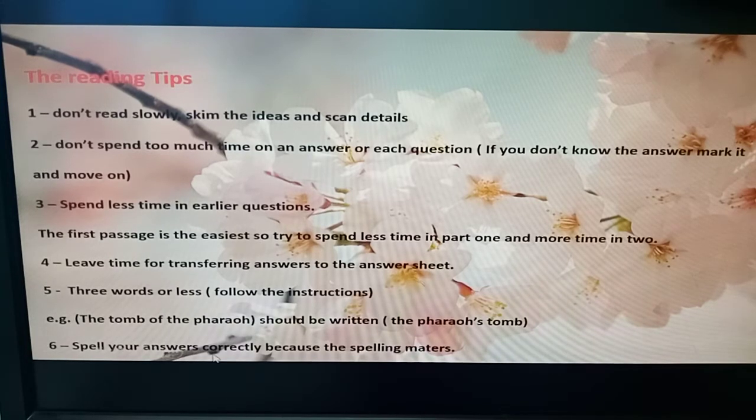Okay. Then number 6, spell your answers correctly. As we know, the spelling matters. Okay, so because the spelling matters, you should beware of spelling mistakes.